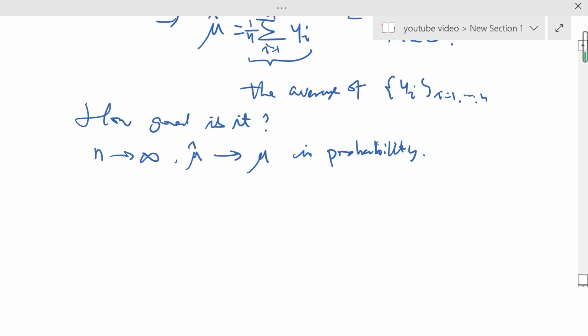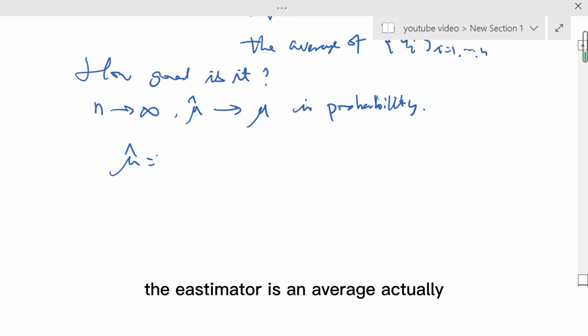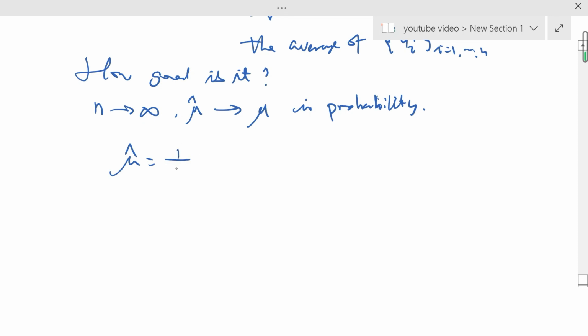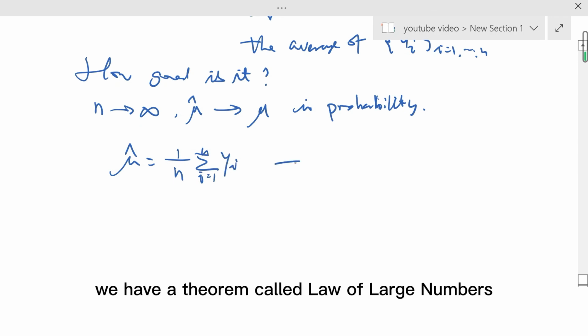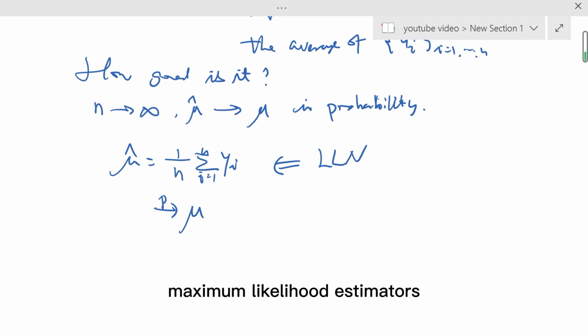And we know that this estimator is actually the average. We have a theorem called the law of large numbers, which guarantees that this converges in probability to the underlying mean. Okay, this is the idea of maximum likelihood estimators.